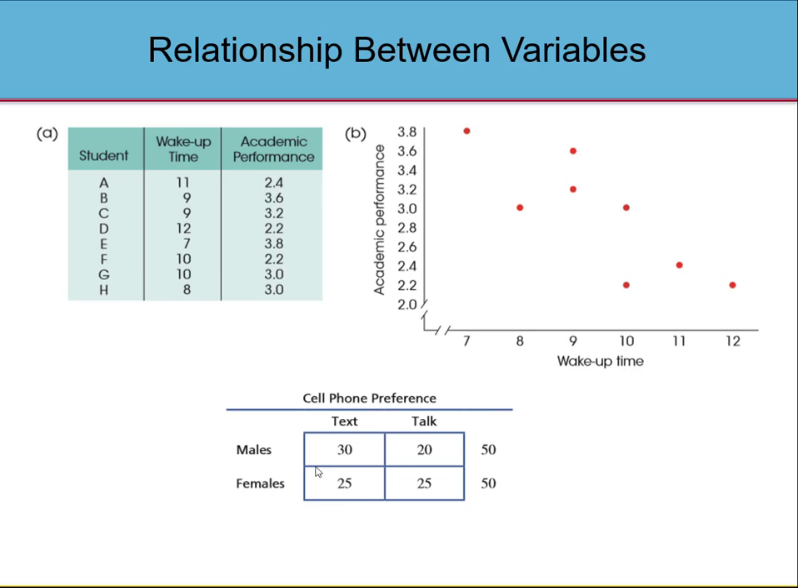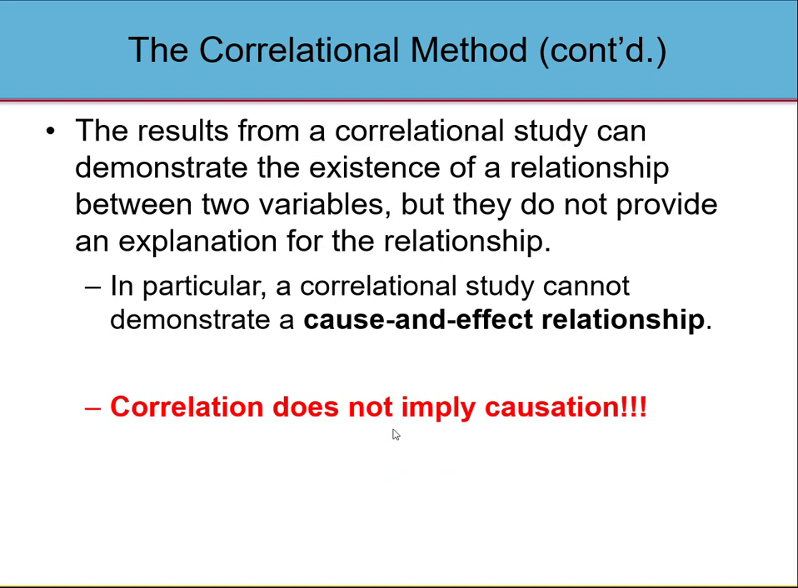This here is more of a chi-square type test. So males and females, and whether or not they prefer to text or talk on the cell phone. These are frequency counts. I would do a different statistical analysis called a chi-square to determine whether there's a significant relationship between gender and cell phone preference. And we'll get into that later on.